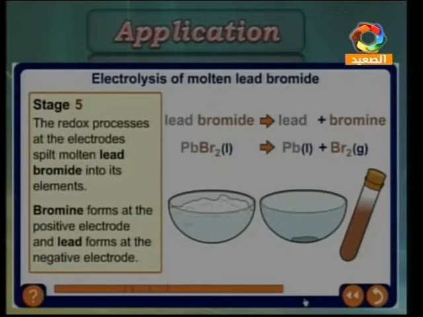So here the lead bromide, PbBr2 in liquid or molten state, changes into Pb in liquid state plus Br2 gas. This is bromine gas, and here we have the Pb liquid in a small amount, like this.